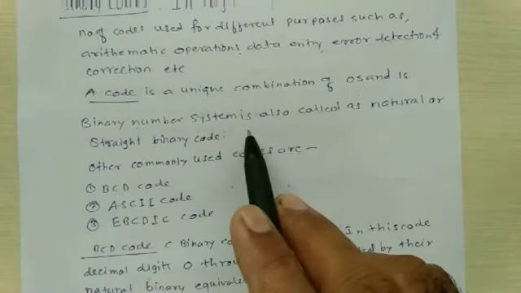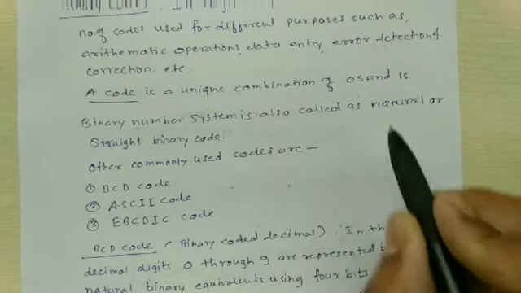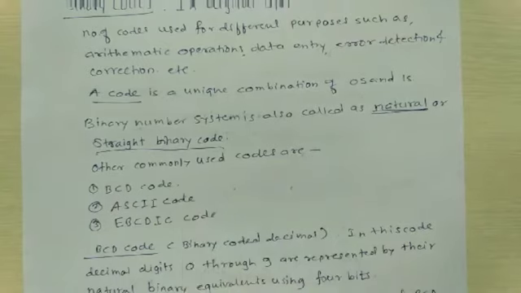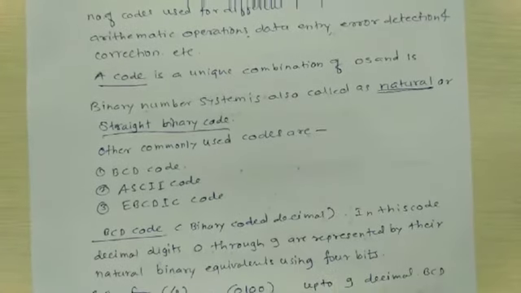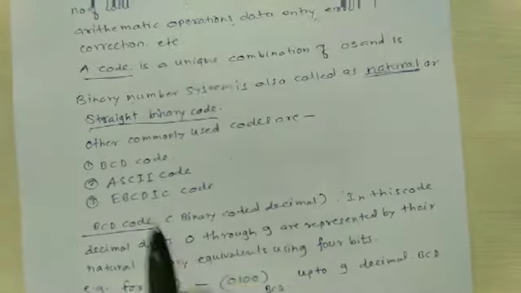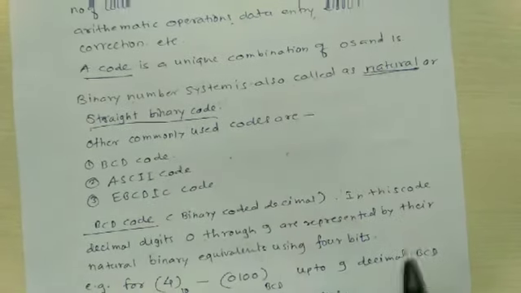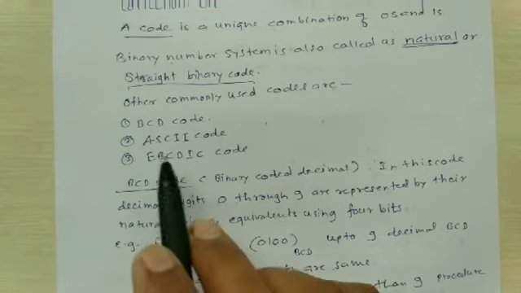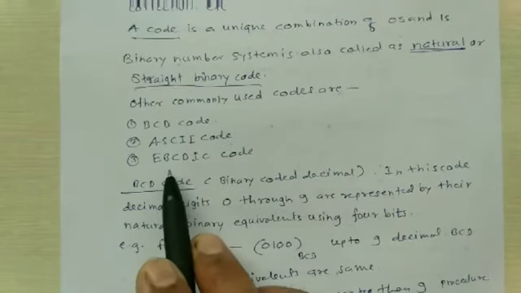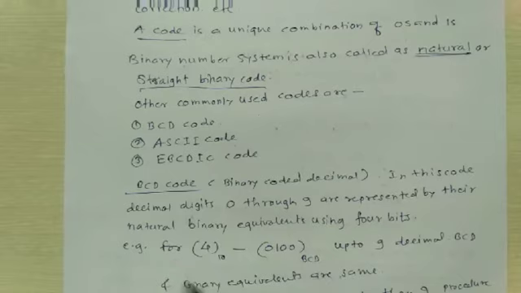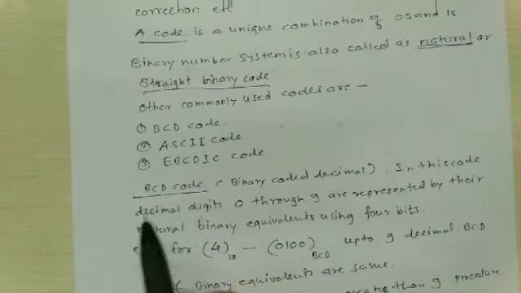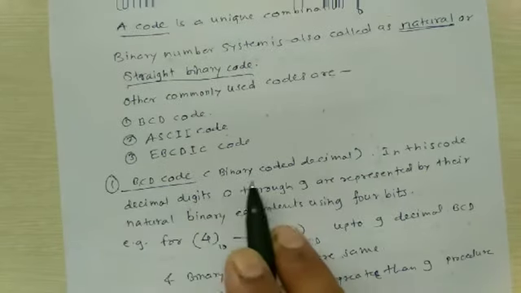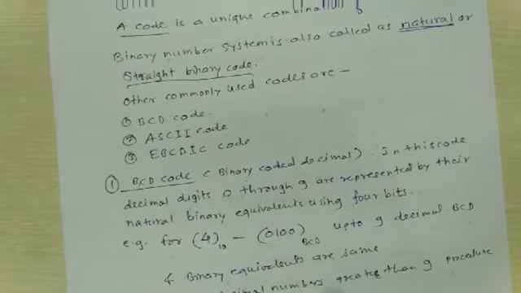The binary number system is also called the natural or straight binary code. There are other codes commonly used. Those are BCD code, ASCII code and EBCDIC code. So first, BCD code. BCD means binary coded decimal.